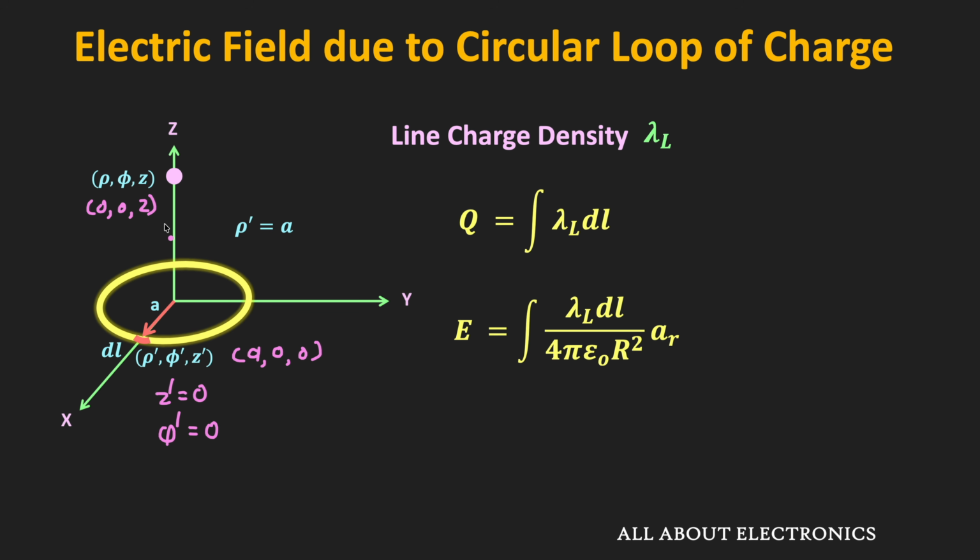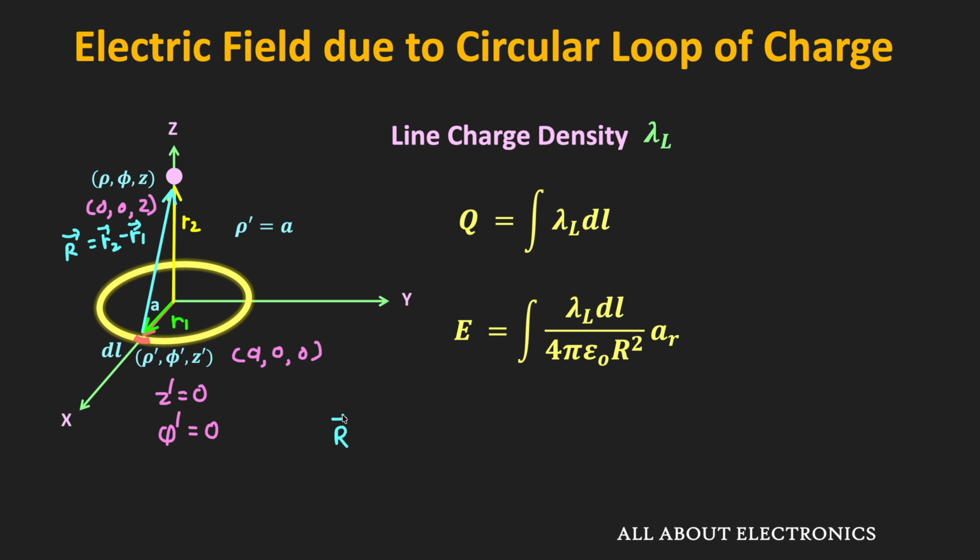So now, since we know the coordinates, we can easily find the value of this r. Here, let's say from the origin, the position vector towards the differential length dl is equal to r1. And likewise, the position vector towards our observation point is equal to r2. So we can say that the vector r towards our observation point is equal to r2 minus r1.